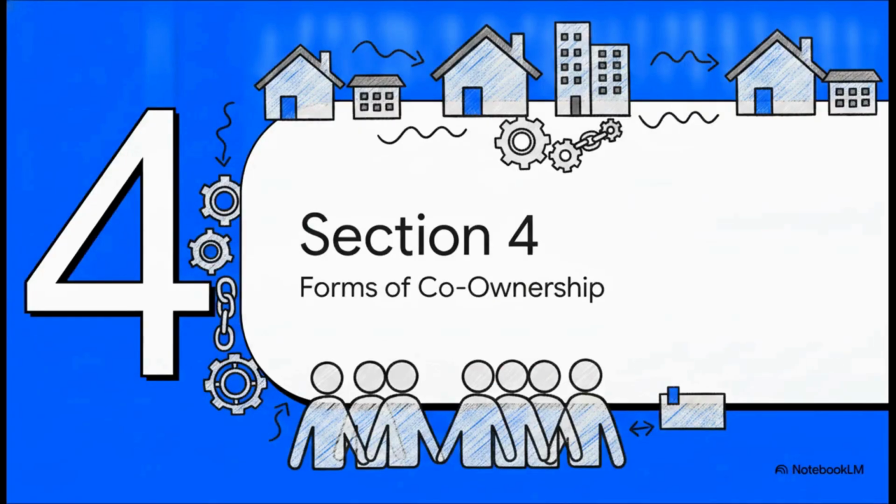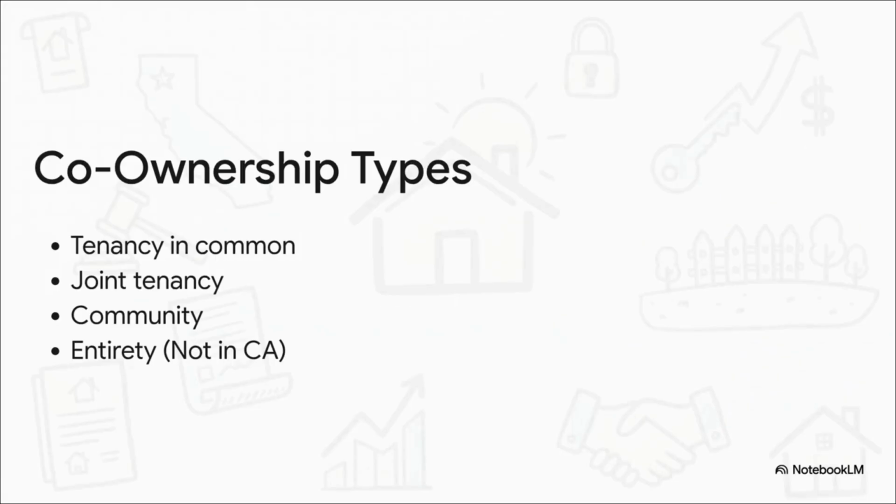Section 4, forms of co-ownership. Once we understand the property itself, we need to look at who holds the title. Common forms of co-ownership include tenancy in common, joint tenancy, and community property. You'll also see tenancy by the entirety listed here, marked in red. Treat this as a warning, because test writers love to use this as a trap. While it is used in some states for married couples, tenancy by the entirety is not recognized in California. So if a question asks about California ownership forms, just eliminate that option immediately.